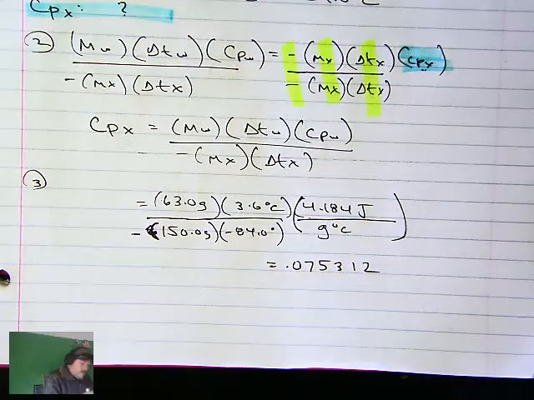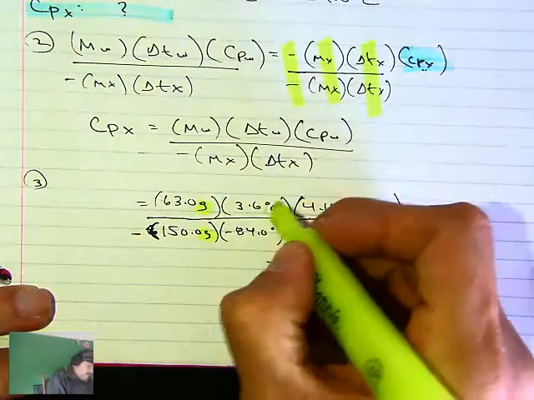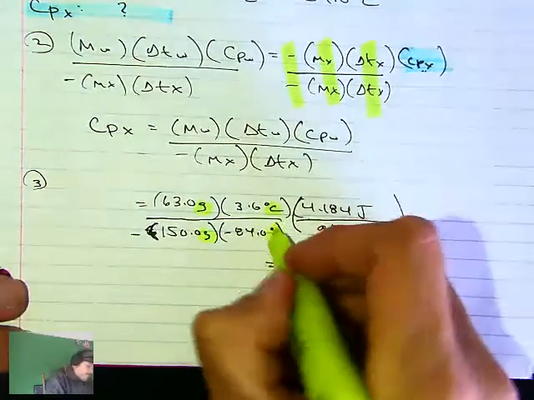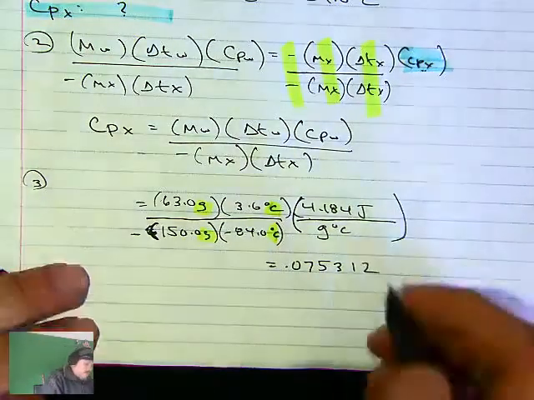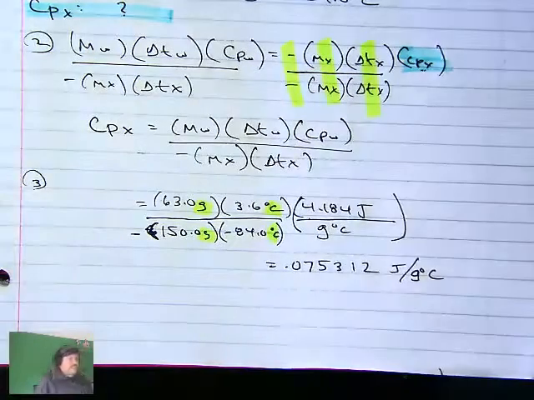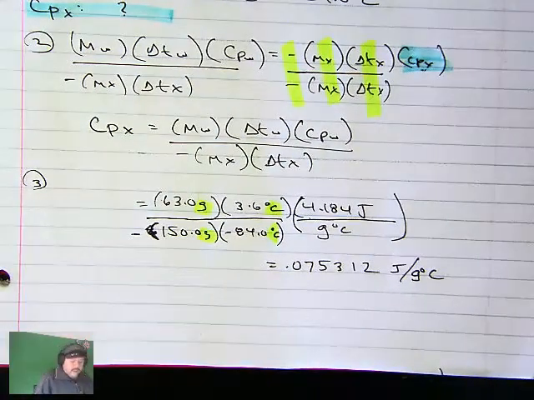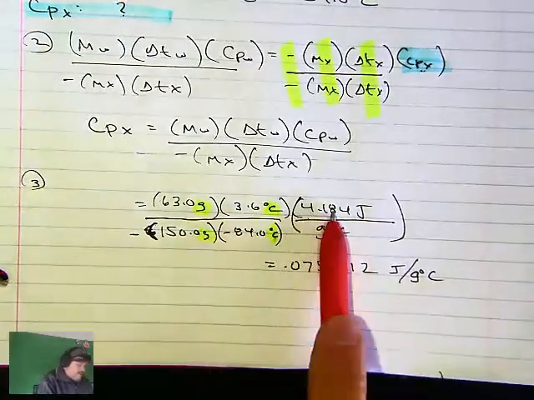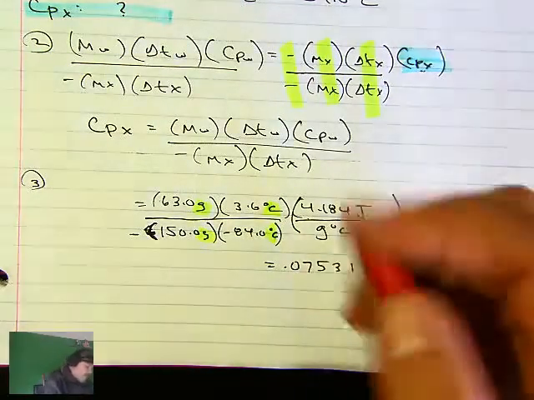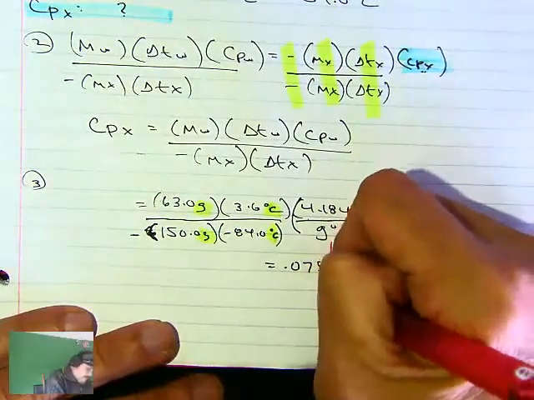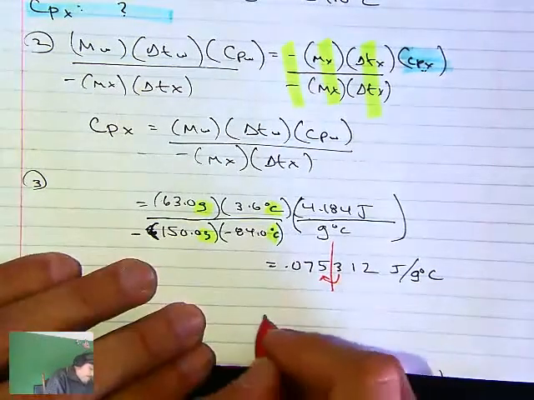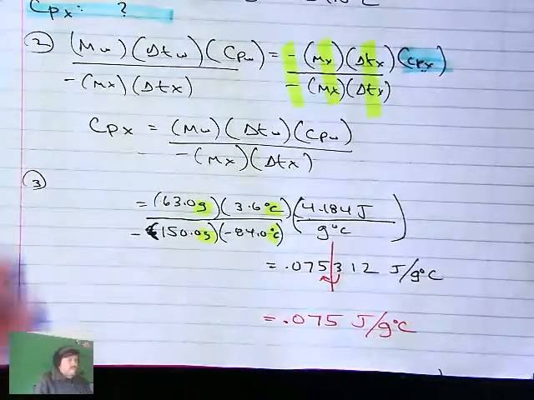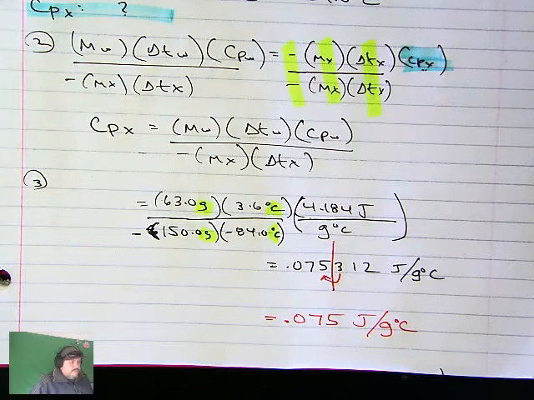Now look at the units. Grams cancels with grams. Degrees Celsius cancels with this degrees Celsius. I forgot to add the C there. And the unit left over is joules per gram degrees Celsius, which is the unit of specific heat. So that looks good. And now significant figure time. That's the last thing to do. 3 sig figs, 2 sig figs, disregard 3 sig figs, 3 sig figs. So I'm going to go with 2 sig figs. So my cutoff is right there. 0.075 joules per gram degree Celsius is a great final answer for this calorimetry problem.